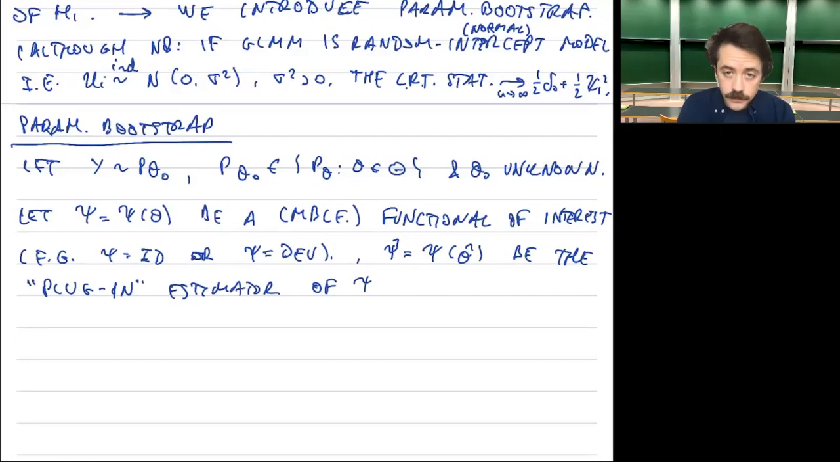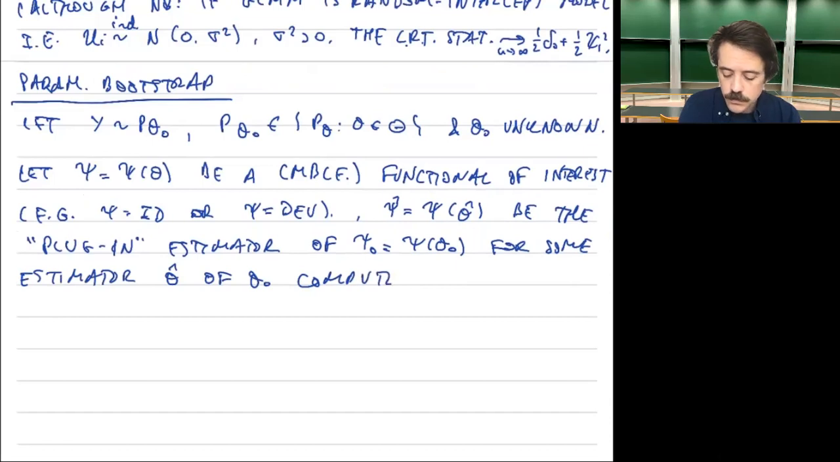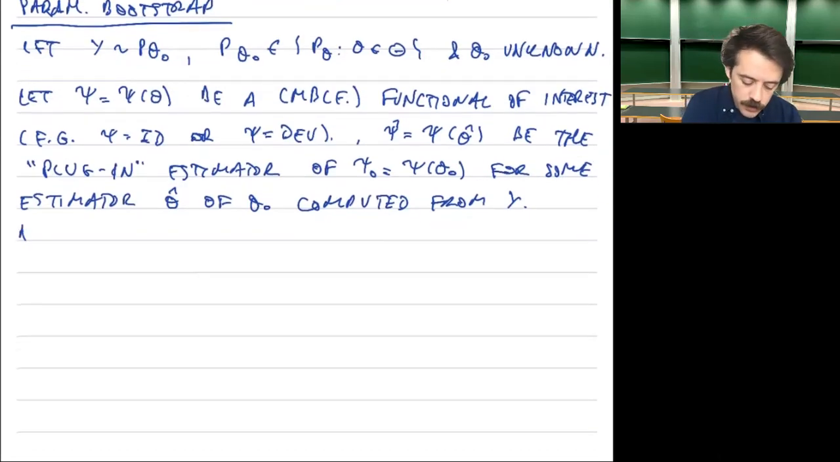Okay, and this psi, of course, has to be the one that depends on the true parameter. This is the one we're interested in, for some estimator. So it doesn't need to be the MLE. So estimate theta hat of this theta naught, and it must be computed from y. Okay. Now note the following. So this estimator, of course, is a function of the data. It's a measurable, in fact, function of the data. That's the definition of any estimator.